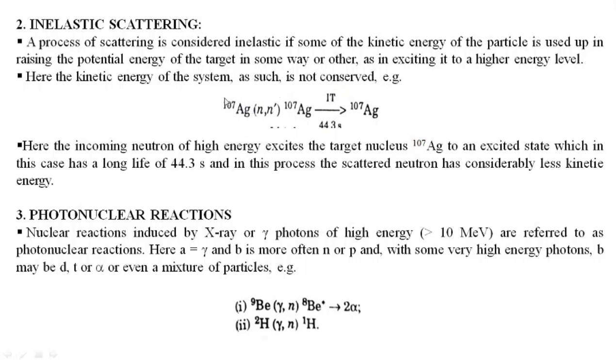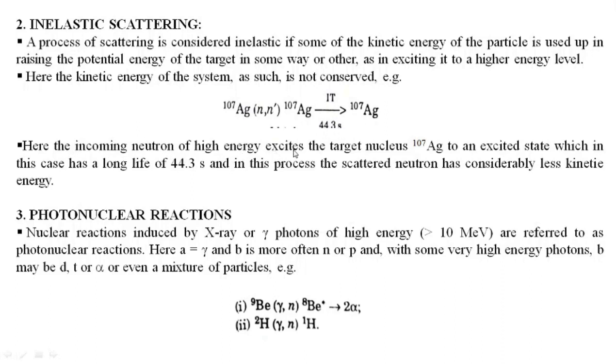For example, when silver-107 is struck with a neutron, it gives silver-107 in an excited state, and the ejected particle is n'. So after the neutron strikes the silver, it undergoes excitation, and then by isomeric transition we again get silver-107. The lifetime for this process is about 44.3 seconds.